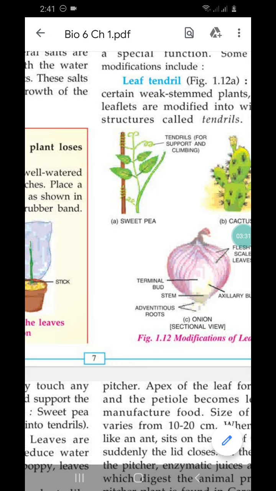You know, few creepers and climbers cannot stand. They need the support of some object in order to creep or climb. So they need extra support. In order to get extra support, what do they do? The plant changes the leaf into a thread called tendril. And this tendril helps bind the plant to a support so that it can stand erect.